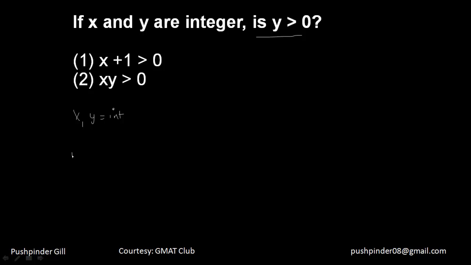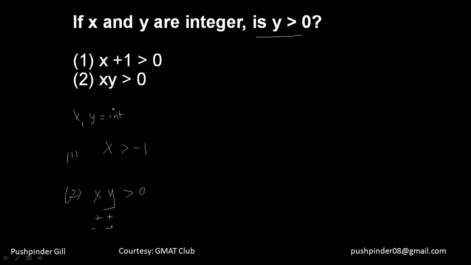Statement number 1 tells me that x is greater than negative 1. Fine by me. It can be greater than negative 1. I don't know anything about y. Statement number 2 is telling me that x into y is greater than 0. Now what did we discuss about x into y being greater than 0? What we discussed was that either both are positive or both are negative, right? So either both of them are positive or both of them are negative. So from here again, I'm not sure whether y is greater than 0 or not.